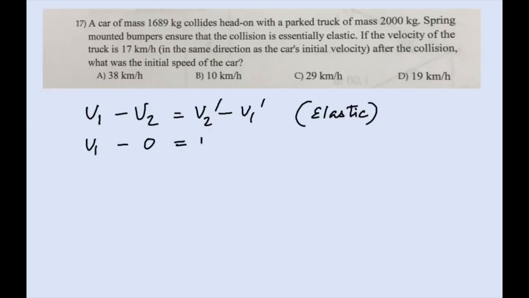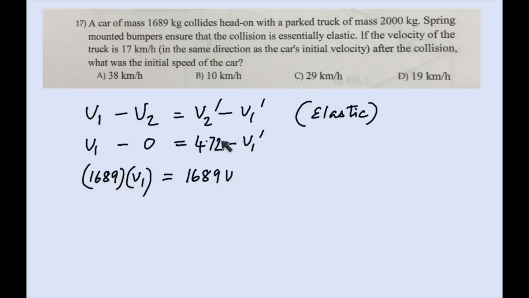So knowing that, we can substitute. We know that the truck was parked, so its initial velocity is 0. And then you have 17 minus V1 prime. So that's a special formula. And then when you apply the principle of conservation of momentum, mass times velocity is momentum, and when you add, the total momentum before should be equal to total momentum after. But here we need to change the velocity into meter per second, which I've now done. I changed the kilometer into meter per second.